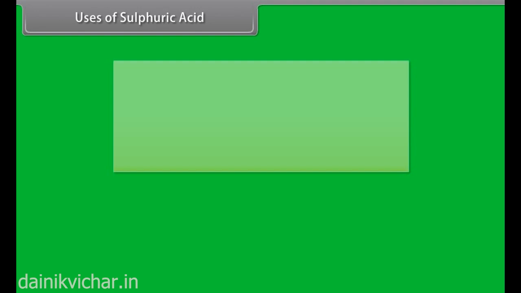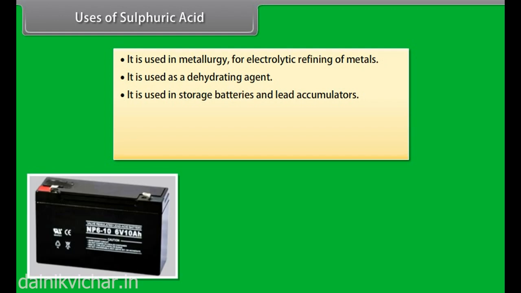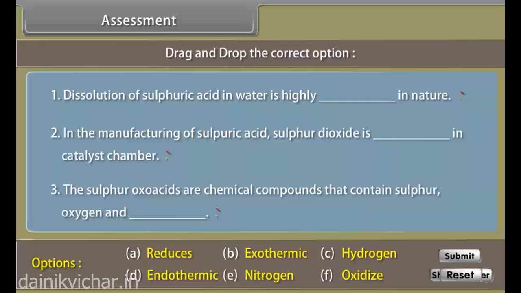The important uses of sulfuric acid are the following. It is used in metallurgy for electrolytic refining of metals. It is used as a dehydrating agent. It is used in storage batteries and lead accumulators. It is used in fertilizers for the preparation of ammonium phosphate, ammonium sulfate, and superphosphate of lime. It is used for cleaning of metal surfaces before electroplating. It is used as an acid in laboratories and industries.